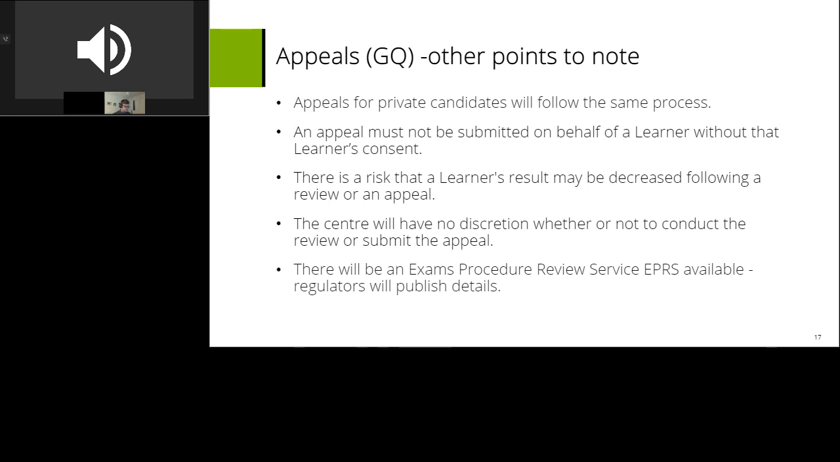Also worth mentioning that centres won't have the discretion that they normally have about whether or not to conduct a review or submit an appeal. In a normal year, centres do look at appeals that students want to bring forward, and they make judgments on whether to put those forward to the awarding body based on whether they feel there is a solid case to be made. But that discretion won't be available this year, and learners will have much more of an automatic right to access the appeals routes and process.